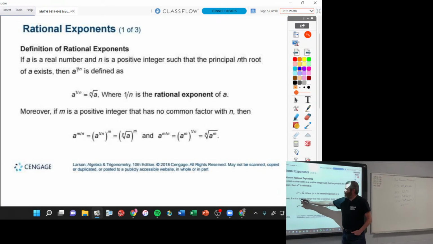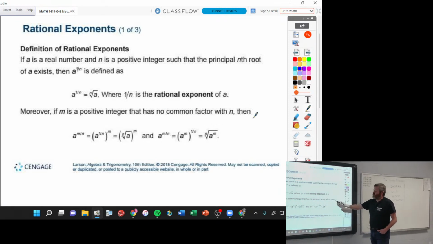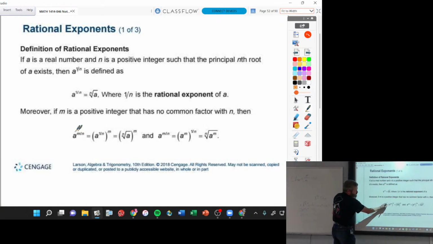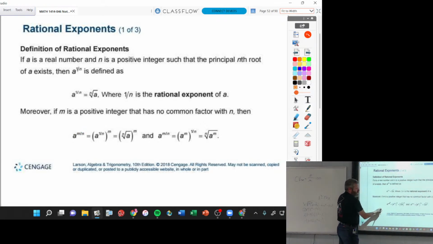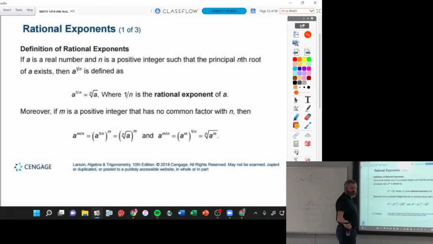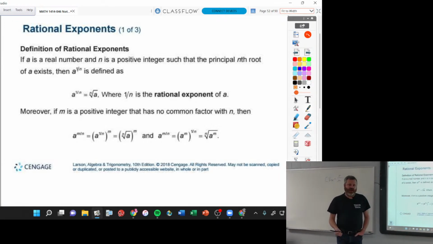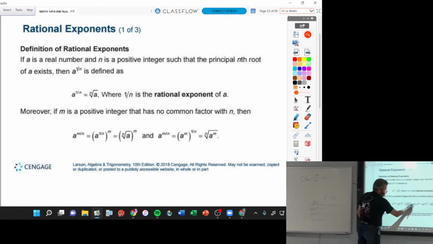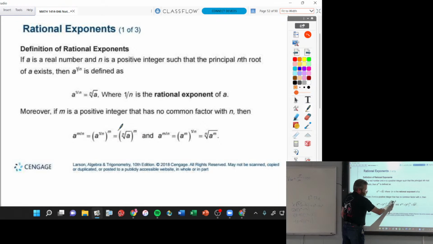If m is a positive integer that has no common factors with n, then a to the m over n power is the same thing as a to the 1 over n raised to the m power, which is the same thing as the nth root of a. Again, the bottom number is the index. A to the m, now I'm talking about the top number, m, that is the power.